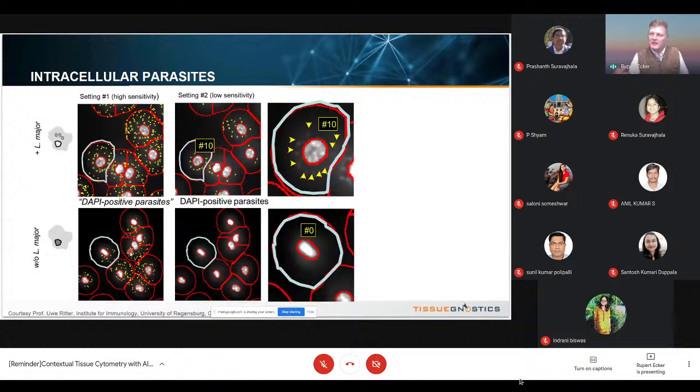The algorithm here is too sensitive. We use this control in order to set the sensitivity of the algorithm so that nothing is detected, because there are no parasites in this control. And then the same settings are applied to our test samples, which contain the parasites. And what the algorithm finds now, these are really the parasites. In this publication, a comparison with manual counting was done, showing a very good correlation.